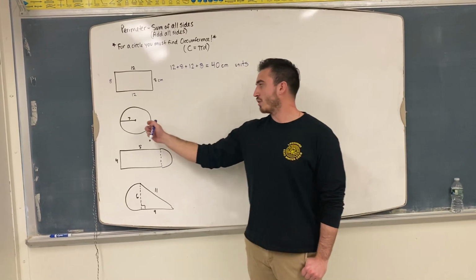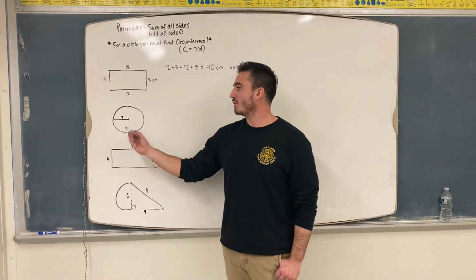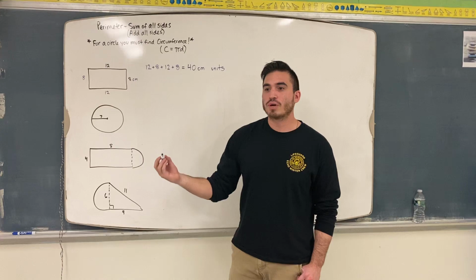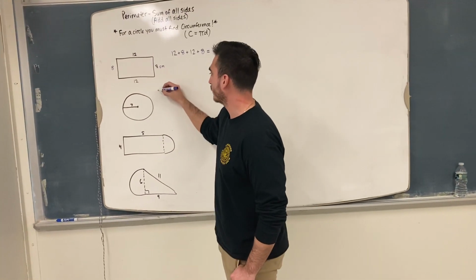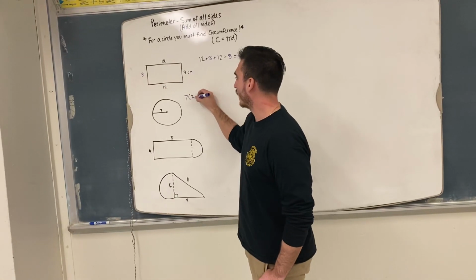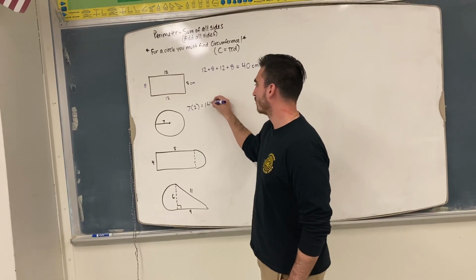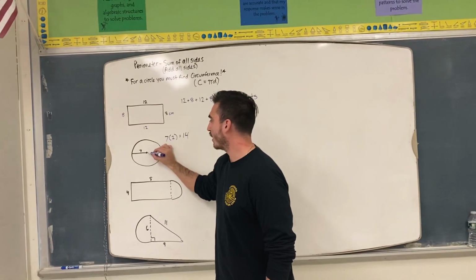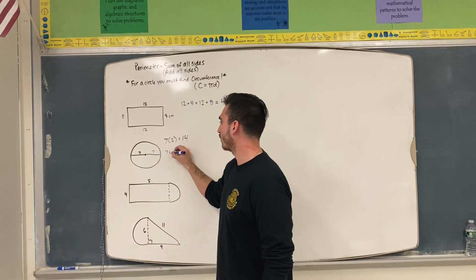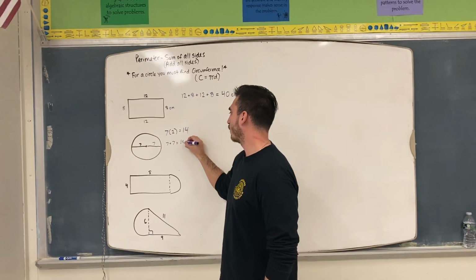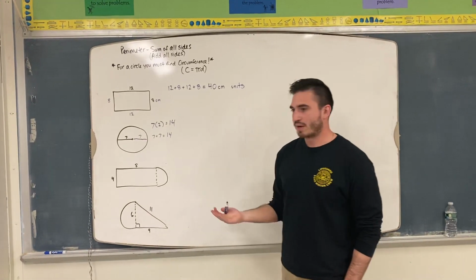So if we look at the circle right here, they only give us a radius. In order to find the diameter, you can do two different things. You can take your radius, multiply it by 2, and you get 14. Or you can draw another radius on the other side, say that's 7. 7 plus 7 gives you 14. So either way, you will get 14.